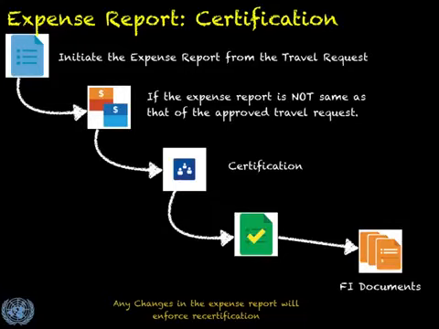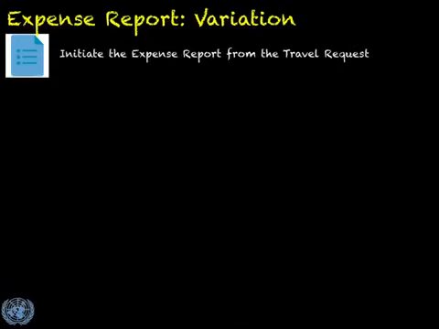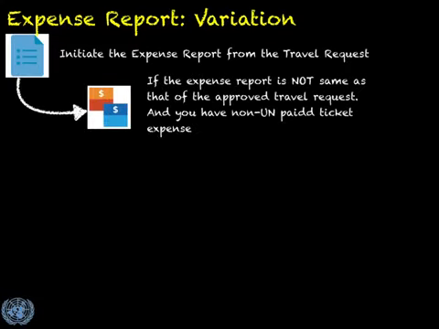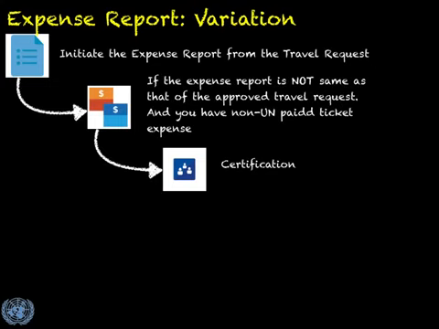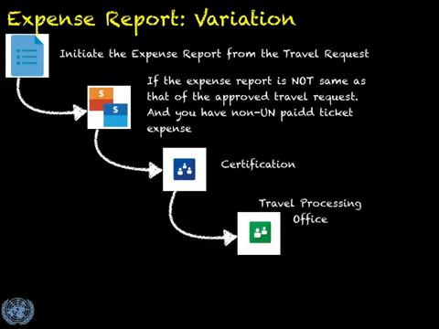And there are other variations of additional approvals necessary for an expense report. If the travel expense report has a cost implication, and also if it constitutes non-UN paid ticket expenses, it will go for certification to establish the variation in the cost to be certified, and it also goes to the travel processing office to make sure the governance is taken care of in terms of the ticket price paid by the staff member, which is not paid by the UN in the first place.